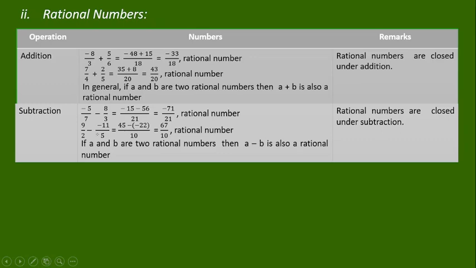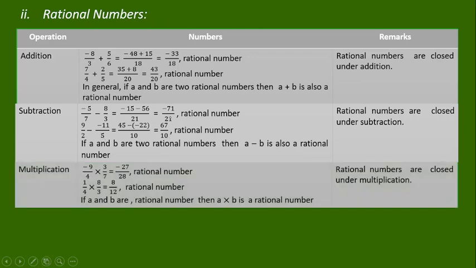Similarly, you can consider another set of rational numbers, 9 upon 2 minus minus 11 upon 5. So this also we are getting as equal to a rational number. So minus 67 by 10. So here we can say that if A and B are two rational numbers, then A minus B is also a rational number. So the remarks are rational numbers are closed under subtraction operation.